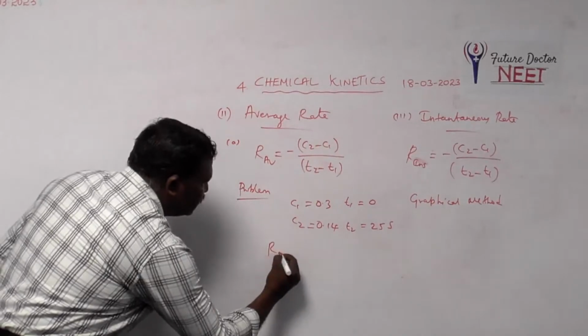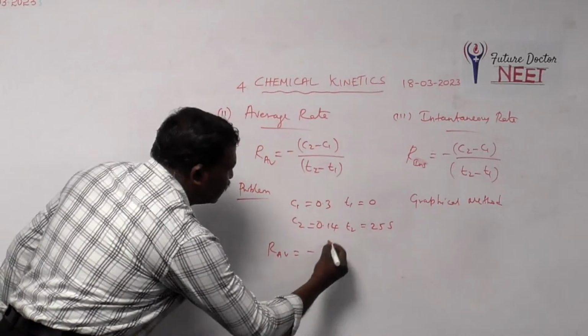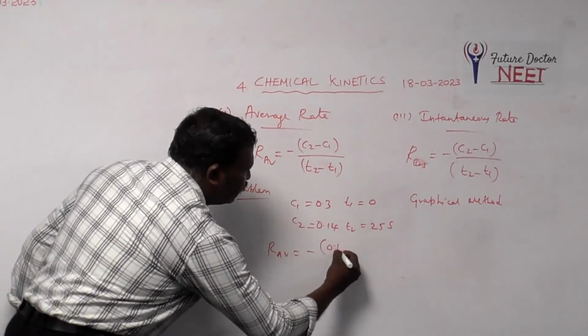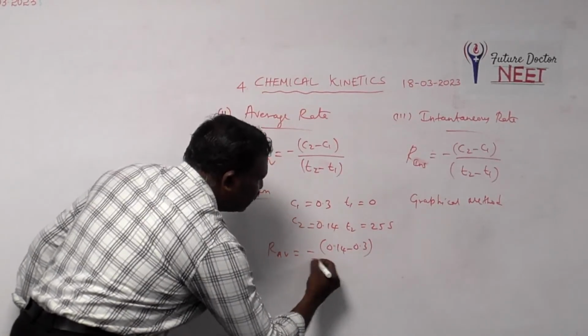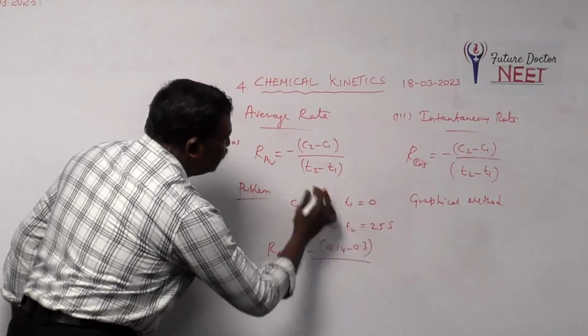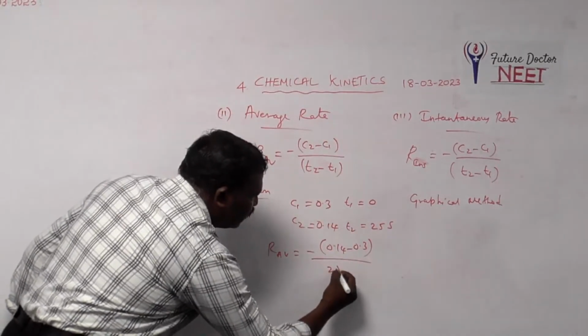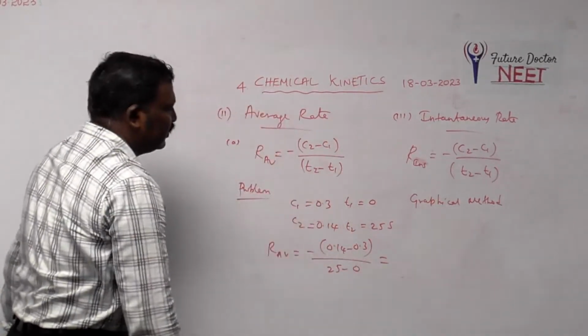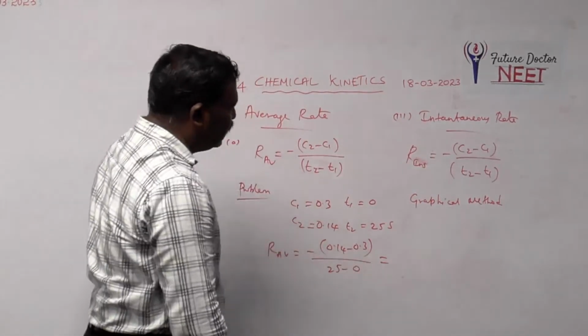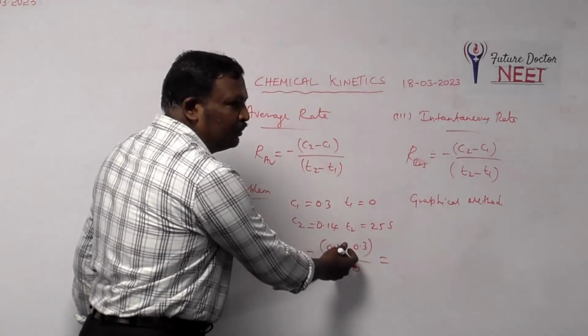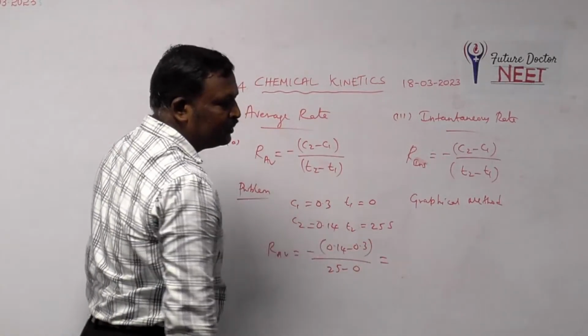So rate average is equal to minus of C2, which is 0.14, minus 0.3, by T2 minus T1, which is 25 minus 0. Automatically, small number minus big number, no? So here also a minus will be coming. Outside the minus, it will be plus. Understood?